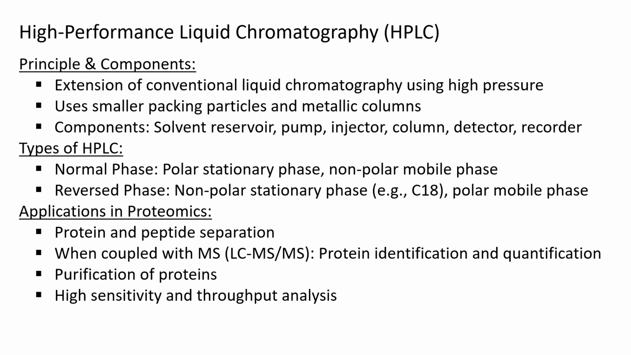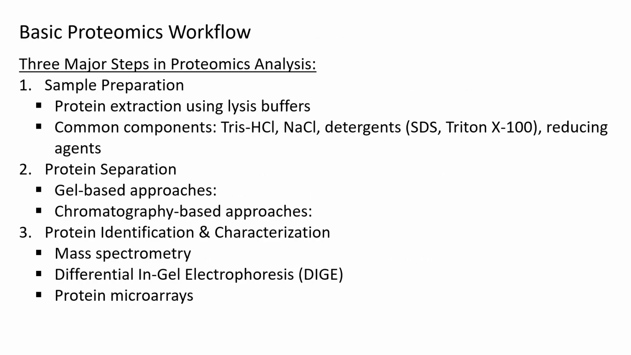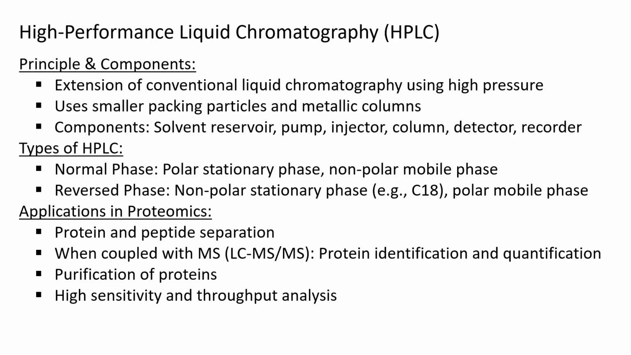High performance liquid chromatography is one technique that we saw for protein separation under the chromatography-based approach. It works on the principle of extension of conventional liquid chromatography using high pressure. So this uses smaller packing particles in metallic columns. Some of the components are solvent reservoir, pump, injector, column, detector, and recorder.